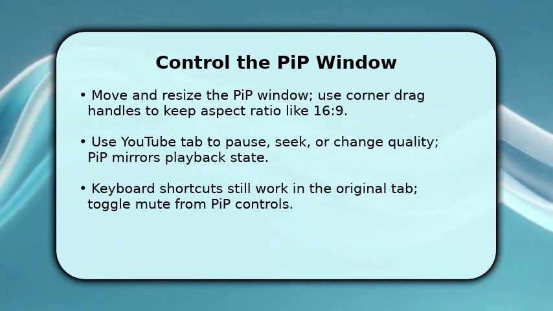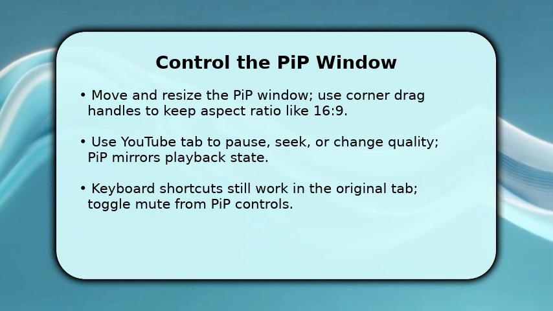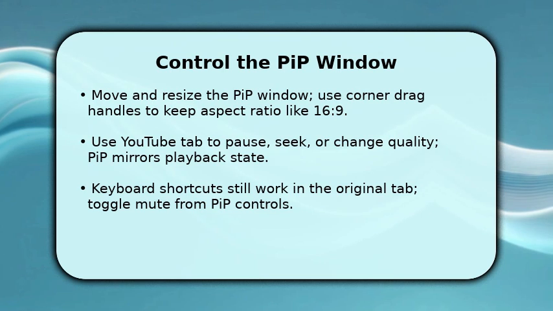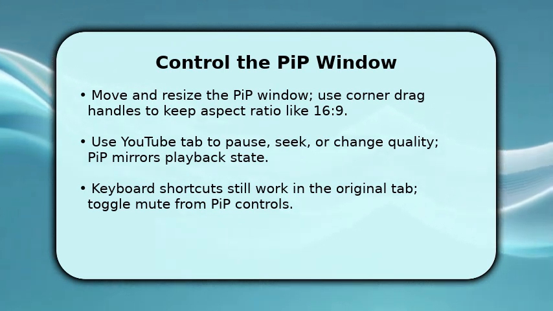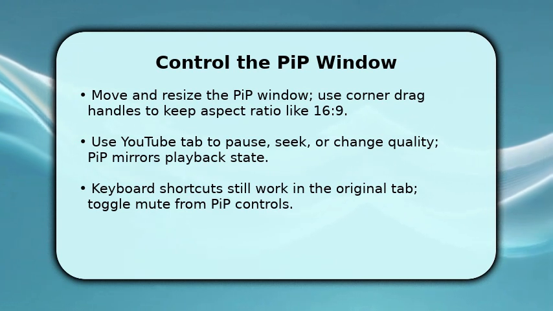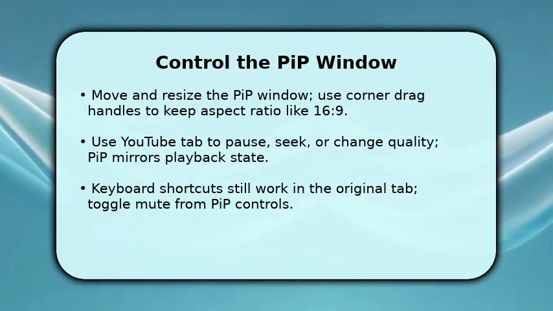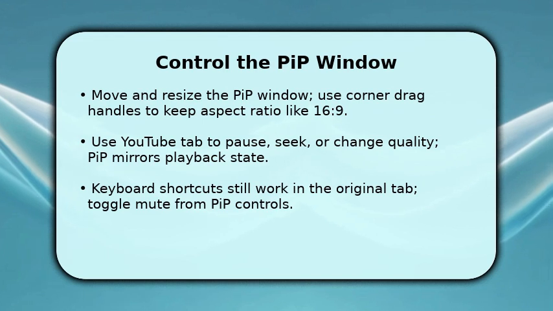Remember that PiP is a mirror of the tab. If you pause or seek in the YouTube tab, the PiP updates, so use the tab for precise seeking or quality changes. Use Chrome's small PiP controls to play/pause and close, and toggle mute when you need silent viewing. Also note keyboard shortcuts in the tab remain effective for playback control.